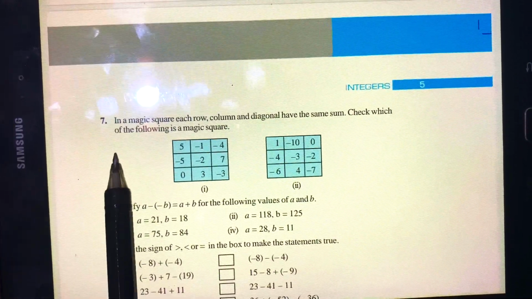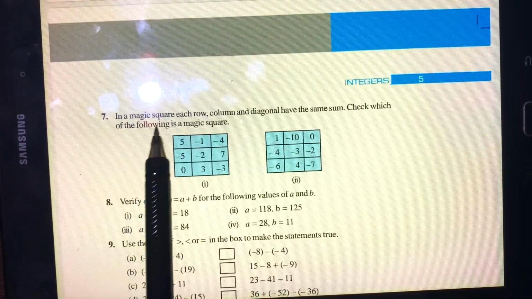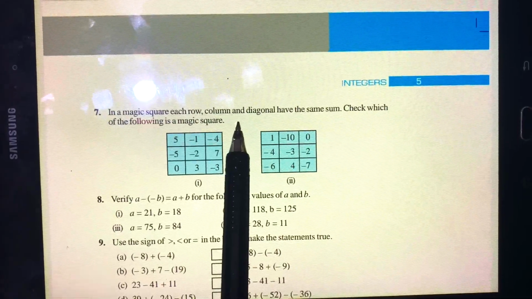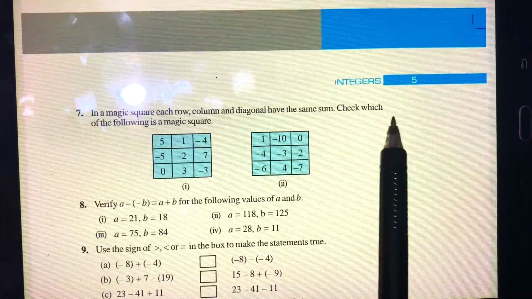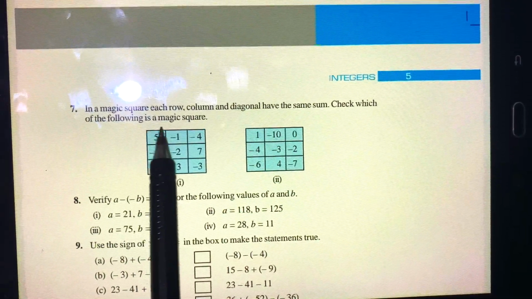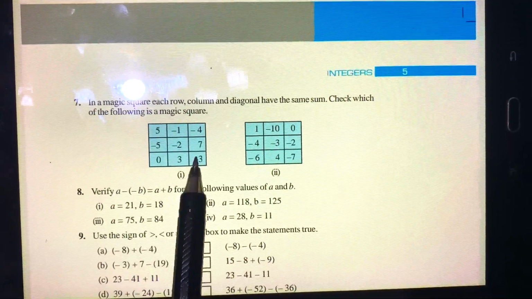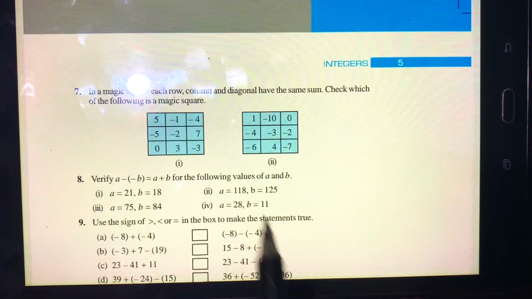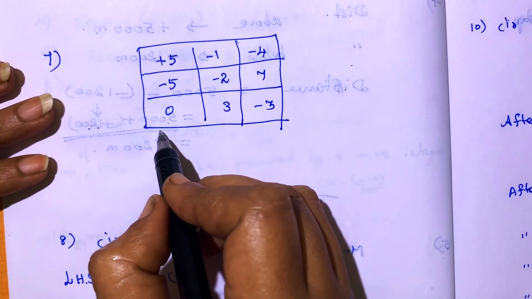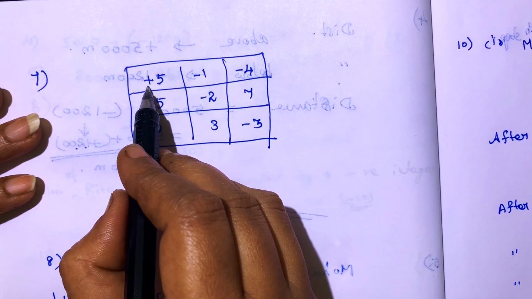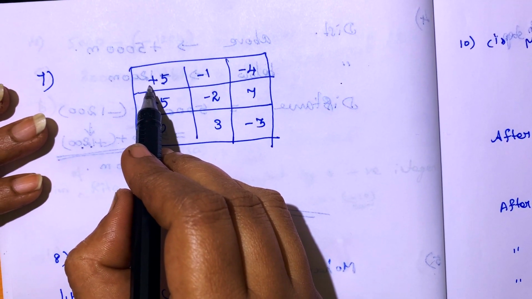Now we go for the next one. In a magic square, each row, column and diagonal have the same sum. Check which of the following is a magic square. You will see here, your magic square is here. I have done it for you. We have to add; they have given only the sum.